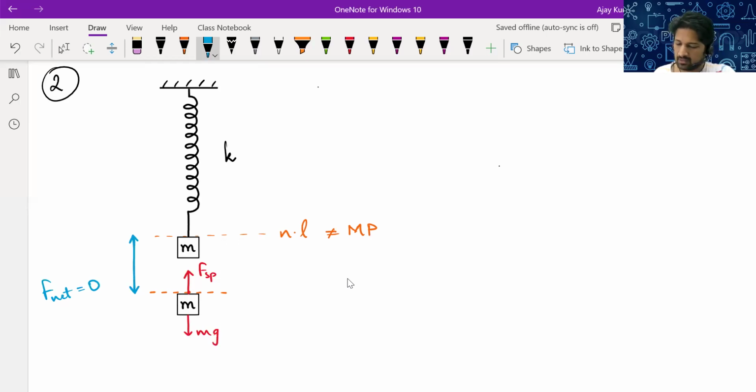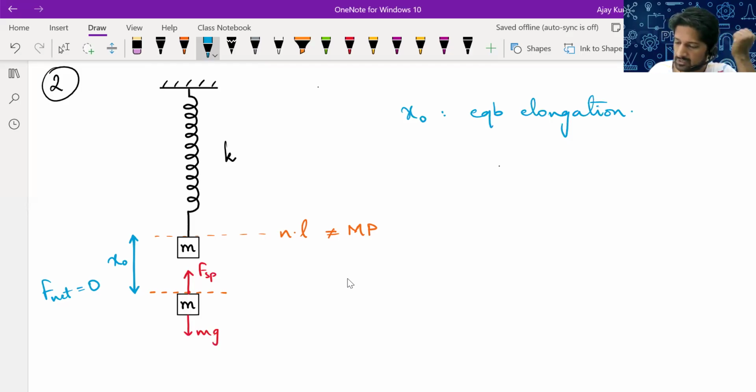Now, let's say that the stretch in the spring is x naught. In work, energy, power, we called it the equilibrium elongation. Equilibrium means what? Net force being zero. For net force to be zero on the block, how much the spring should be elongated is called the equilibrium elongation. Let's call that x naught.